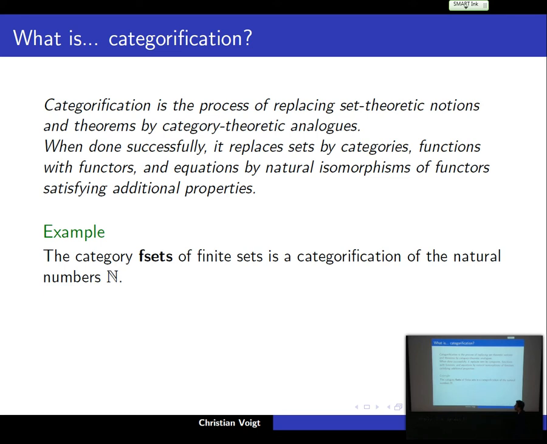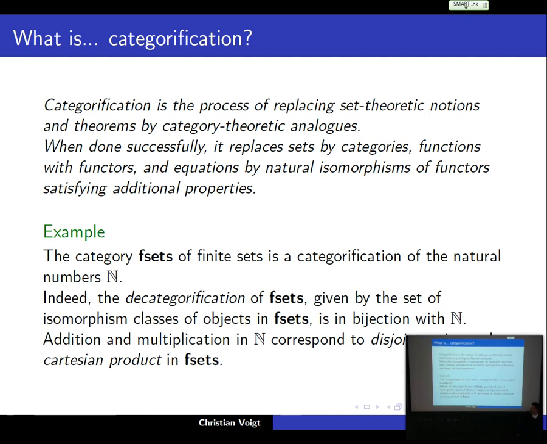basically, the easiest example would be, well, take the category of finite sets. That's a nice category. And that is a categorification of the natural numbers. So why is that? Well, the idea is, if you look at isomorphism classes of objects, then you get back the natural numbers. Just the number of elements in your finite set will give you a natural number, and this up to isomorphism describes your finite set.